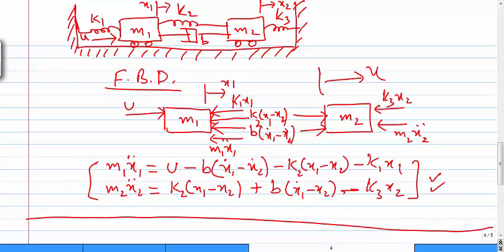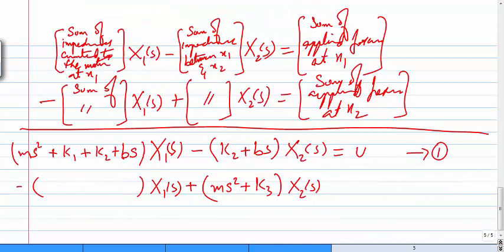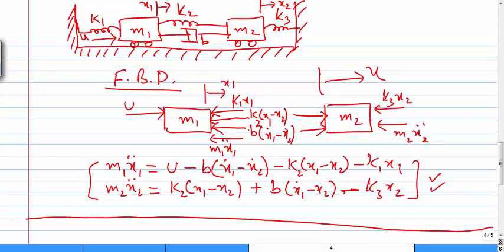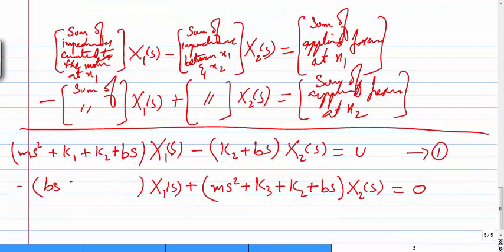These two, but these are also between them, so we have to write this as well. Let me complete it. So we have to put plus k2 plus bs. Okay, this becomes x2 of s. There is no applied force, so it is 0 here. What about x1? What is in between these two? That is k2 and b. So just plug here bs plus k2. So this is the equation number 2.